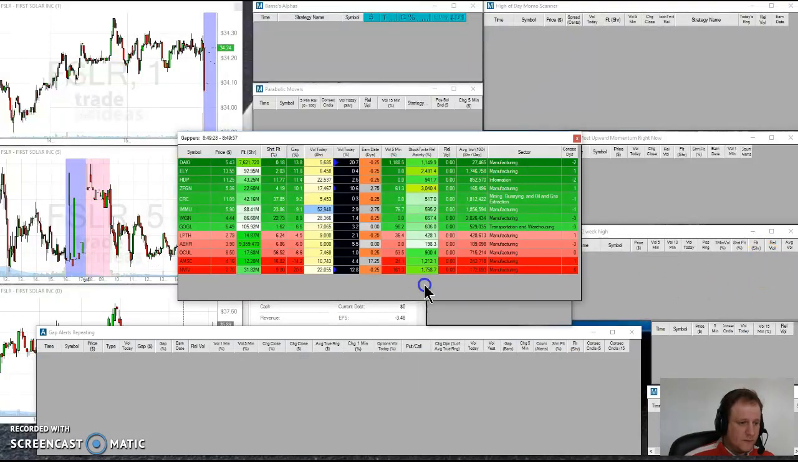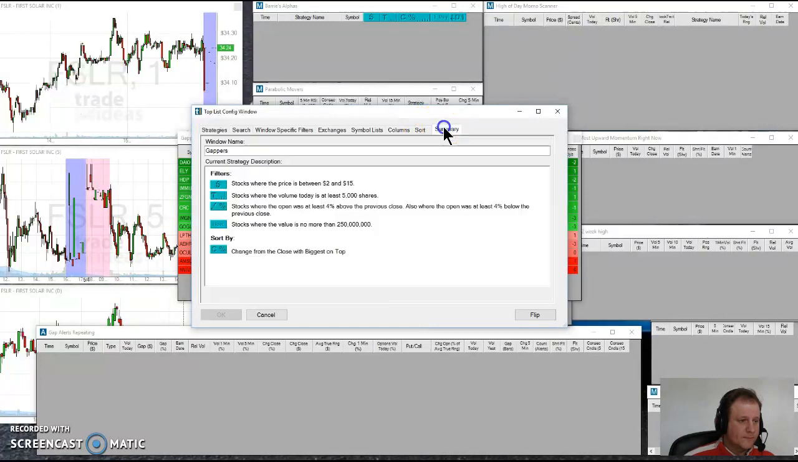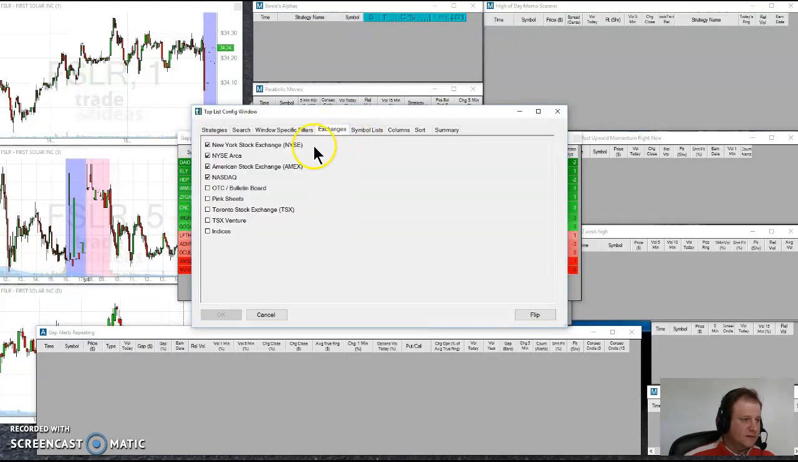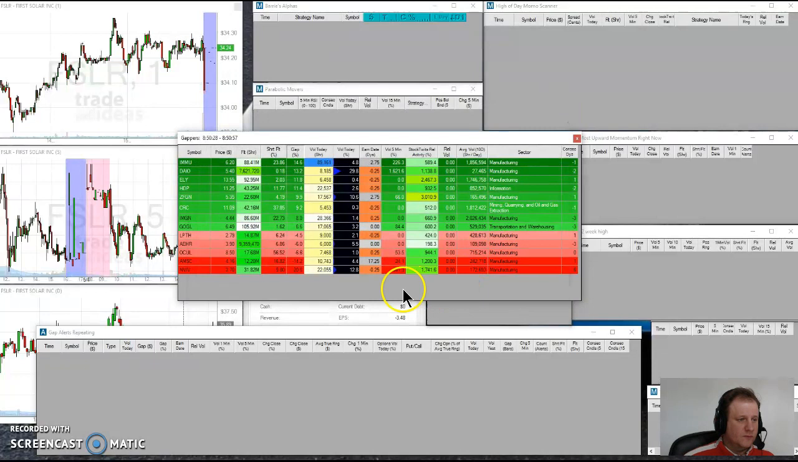I'll show you the settings I have for it. This is basically stocks between $2 and $15. Stocks where the volume today is at least 5,000 shares. Stocks that are at least 4% up or 4% down from the previous day. Where the float is not bigger than 250 million, sorted with the biggest gap on top. In terms of exchanges, I have it set to the NYSE, ARCA, Amex, and NASDAQ. That's it. Very, very simple, very straightforward.